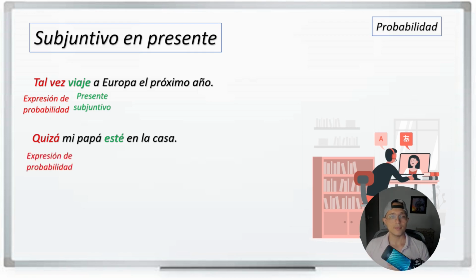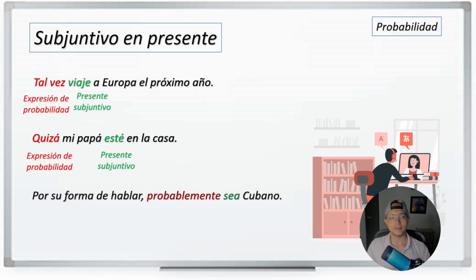Quizá is the expression of probability, and esté is the present subjunctive. Let's repeat that one more time. Quizá mi papá esté en la casa. One more time. Quizá mi papá esté en la casa. And let's go with example number 3. Por su forma de hablar, probablemente sea cubano. One more time. Por su forma de hablar, probablemente sea cubano.